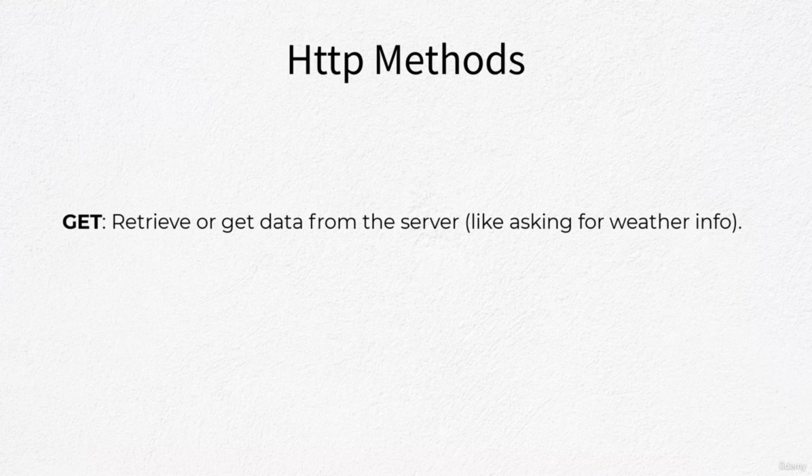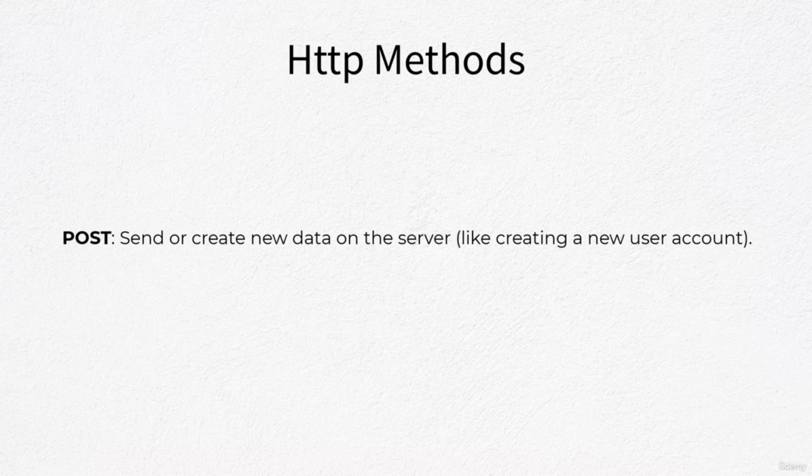So here the first one is get. It is used when we want to make an API call to get some data from the server. Like we are making an API call to get the weather data, so in that case we are going to use the get HTTP method. And if we want to send some data to the server, then we use a method called post. So you can consider like creating a new account. In that case we are going to send username and password or email address, so we are going to use the post method.